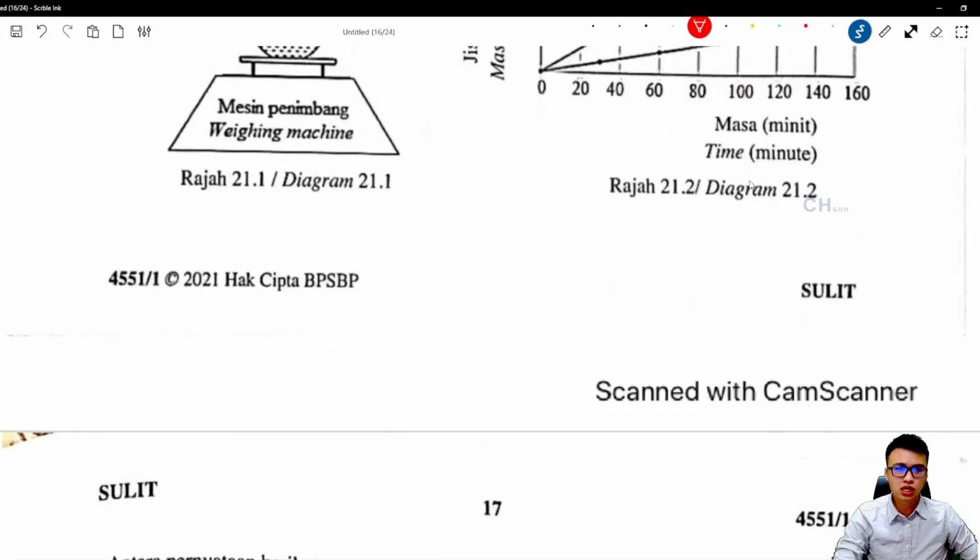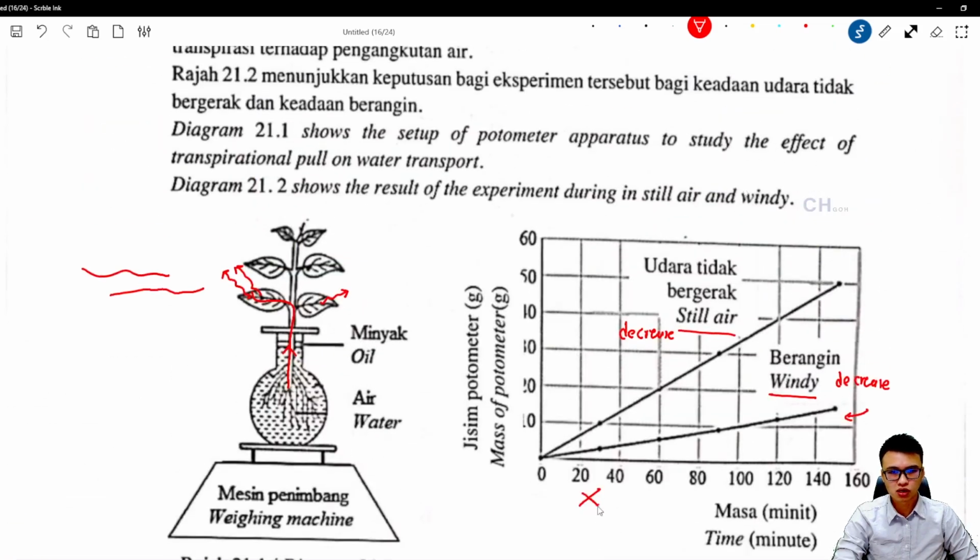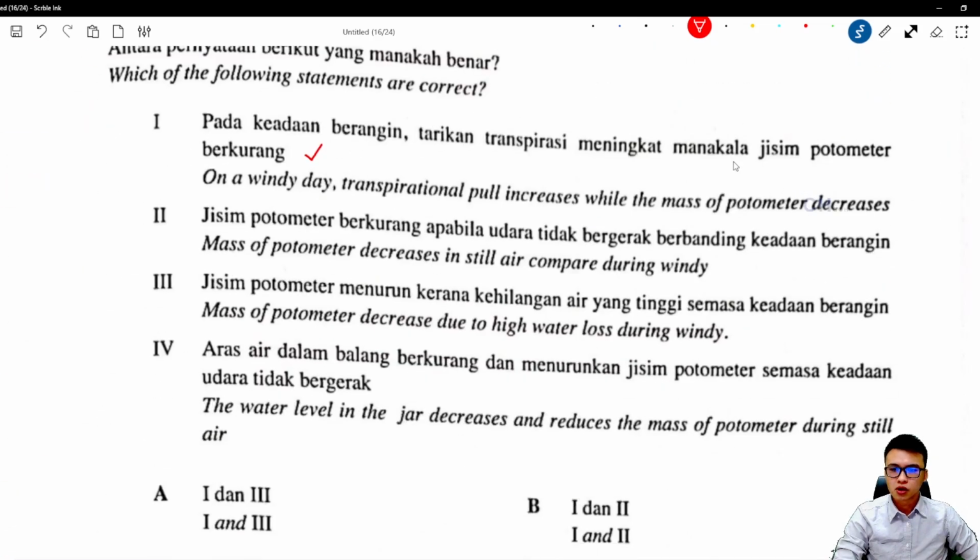So this diagram is wrong. Alright, so next one, mass of the potometer decreases in still air compared to windy, which means that windy does not decrease and still air decreases. This one is wrong. Mass of potometer decreases due to high water loss during the windy day. Yes, during a windy day, we have a high transpiration rate. So the potometer mass will decrease because of that.